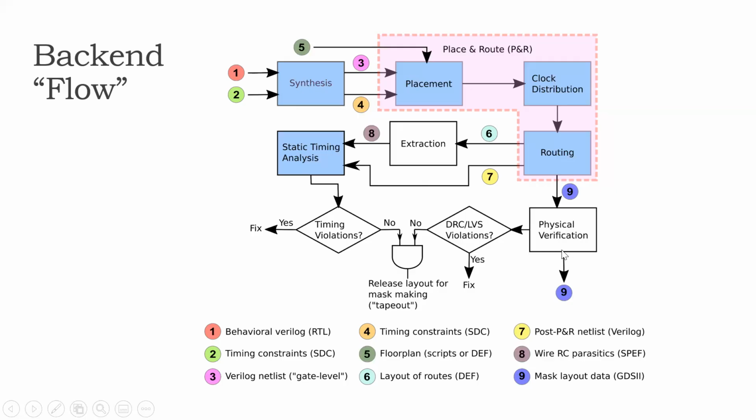And once DRC and LVS are checked, DRC being design rule checks, LVS meaning you check the layout versus the schematic and make sure they represent the same circuit, you do those kinds of checks, make sure that nothing has been messed up during place and route. And if everything checks correctly, then you're done and the chip can be sent to the foundry for fabrication.